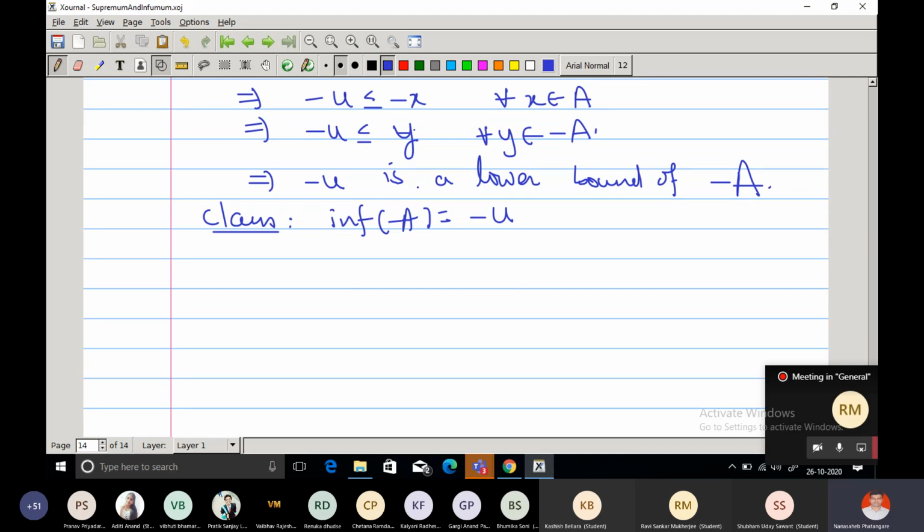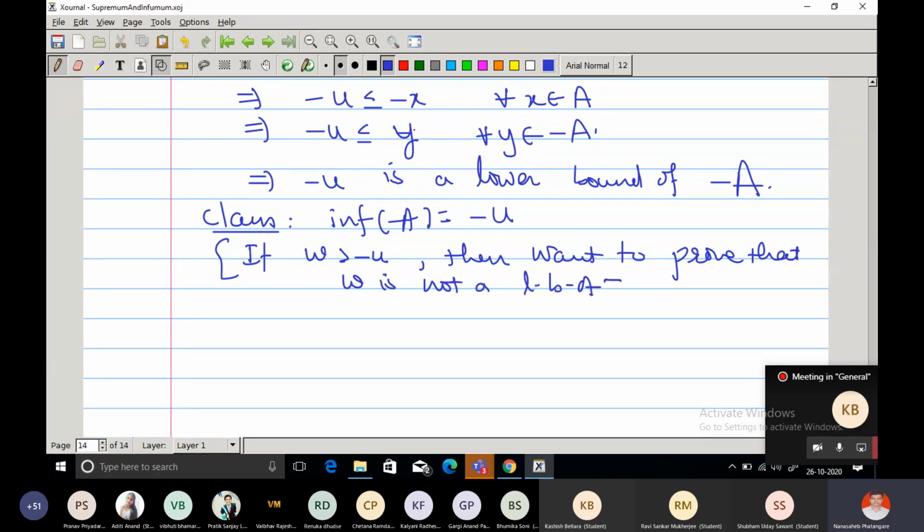Okay, so minus U is a lower bound, that is one part done. Why is it the infimum? Minus U is the greatest lower bound, that we want to verify, right? So if W is greater than minus U, because we want to prove that it is the greatest among all lower bounds of minus A, and if you take W, then we want to prove that W is not a lower bound of minus A.